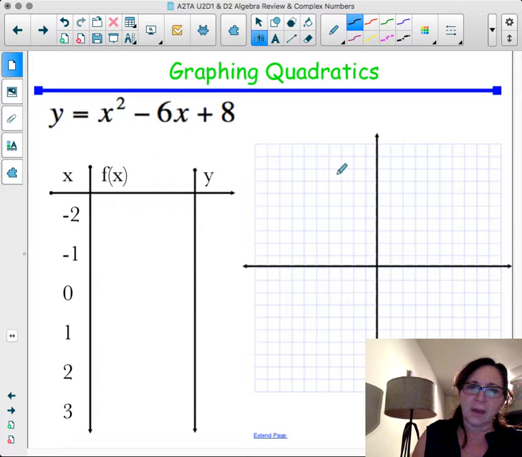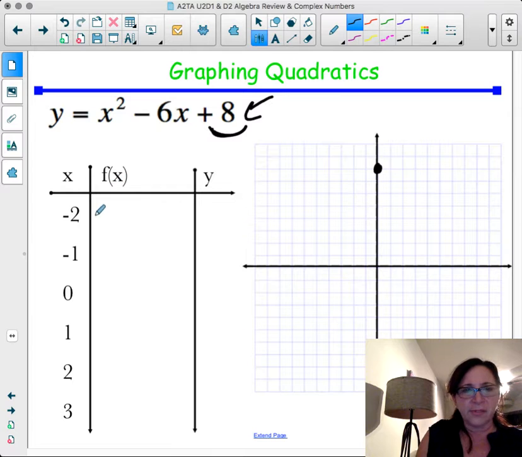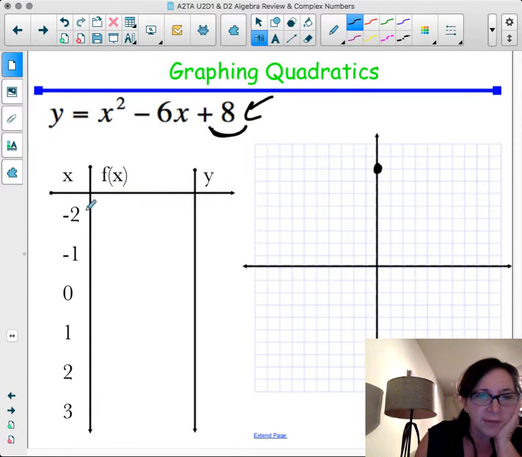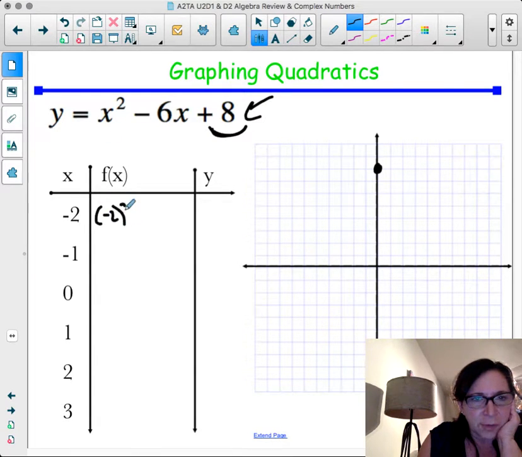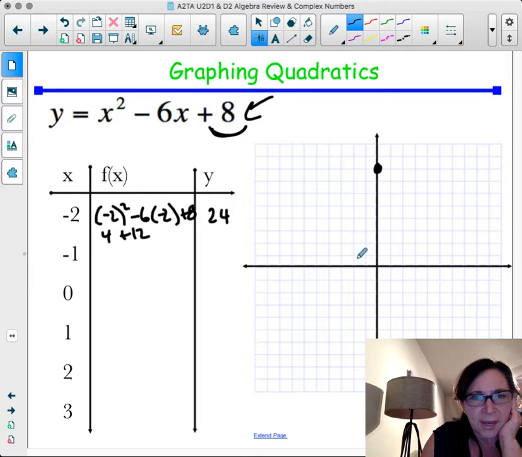Graphing quadratics, you know the y-intercept. Set x equal to 0. This becomes my y-intercept at 8. So we'll put that value right there. This is just another way of graphing, so you can plot points into this equation. If you plug in negative 2, you would go negative 2 squared minus 6 times negative 2 plus 8. So that's going to be 4 plus 12, which is 16. 16 plus 8 is 24. So I have a point at negative 2, 24.